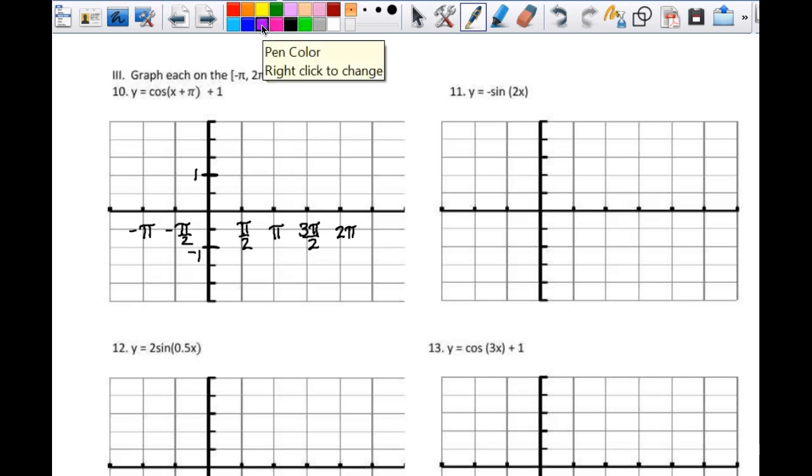What makes the most sense to me? I mean, you can make a table and just go ahead and substitute in these key points. That works, but sometimes if you're just substituting in the same things over and over again, it's not really going to line out to give you the points that you actually need.